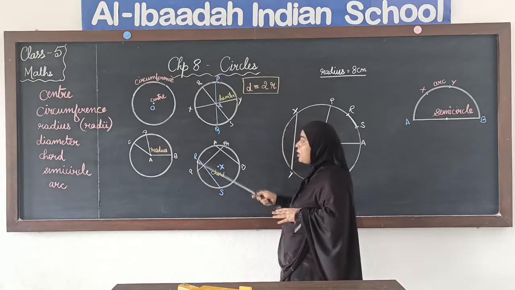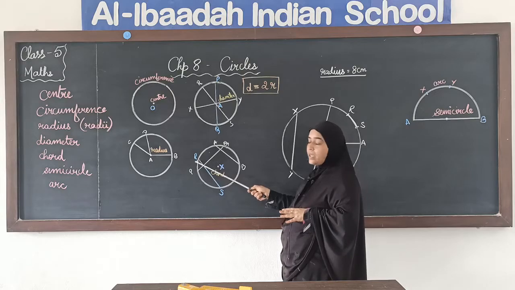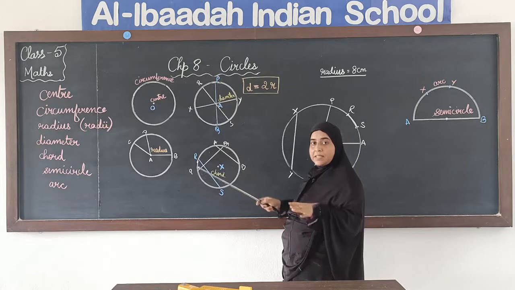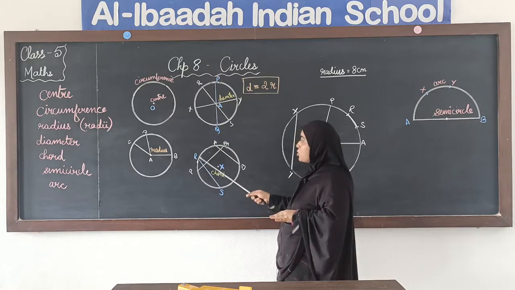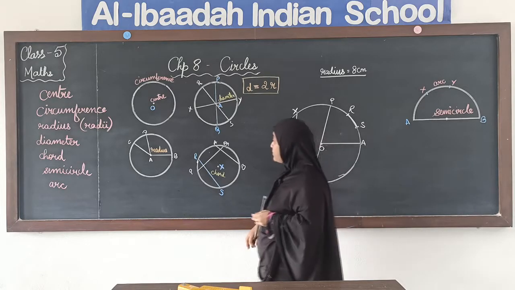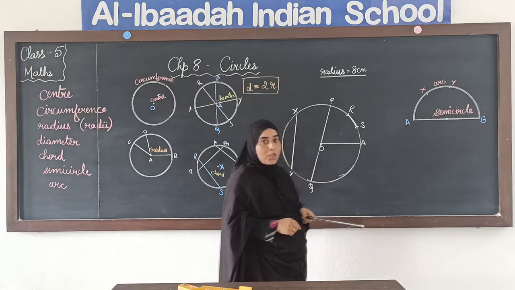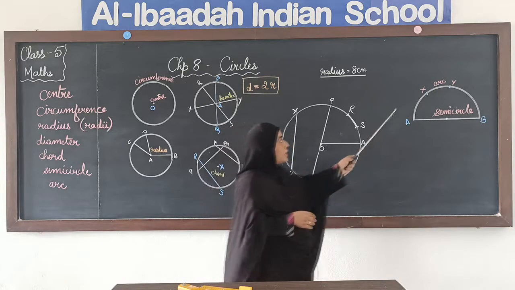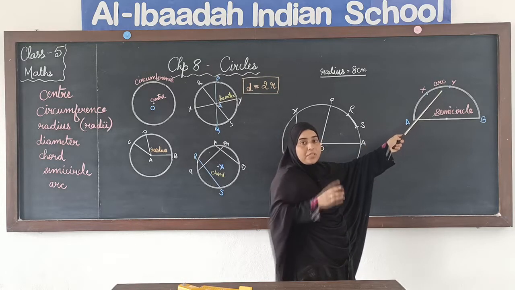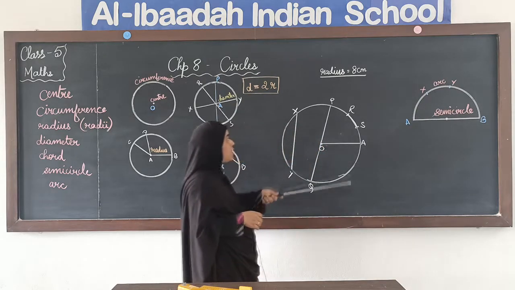Now what is a chord? Chord is a line that joins any 2 points on the circumference. Here you will see these lines do not pass through the center. If they pass, then they become a diameter. So chord is the line that joins any 2 points on the circumference. Then we have seen what is a semicircle. Half of the circle is called the semicircle. Arc is any part on the circumference, a part of the circumference. We call it an arc.